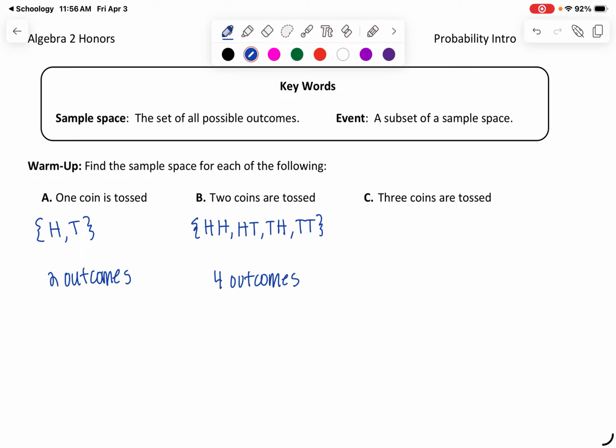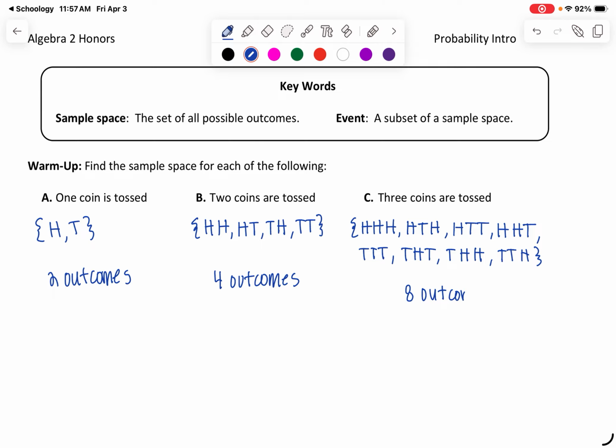Three coins, you can get heads, heads, heads; heads, tails, heads; heads, tails, tails; or heads, heads, tails. That's all starting with heads first, that's why I said or. Now for the first one's tails, you can do tails, tails, tails; tails, heads, tails; tails, heads, heads; or tails, tails, heads. So there are 8 different outcomes there. And those are your sample spaces.